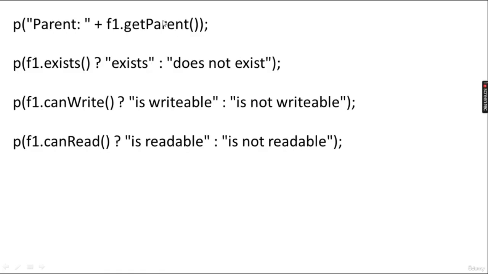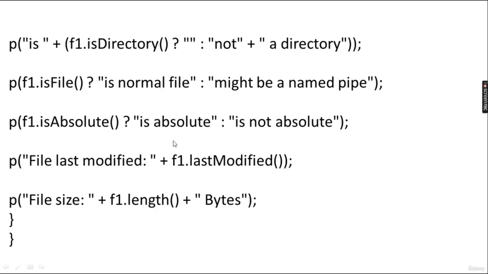Okay, properties of file. f1.getParent will give you the parent. File exists, true or exist. This is the question mark colon. It is an existing file or does not exist. Is writable, is not writable. Readable, not readable. Is directory, is not directory. Is a normal file, might be a named file. So if it is a file, it might be a named file. f1 is absolute, is not absolute. File last modified, file size in bytes.